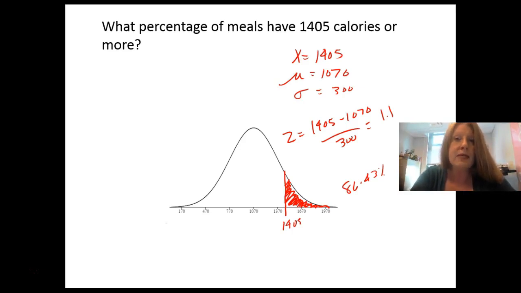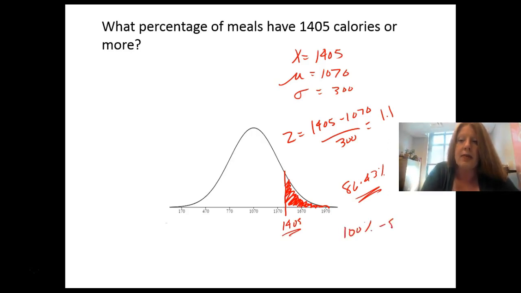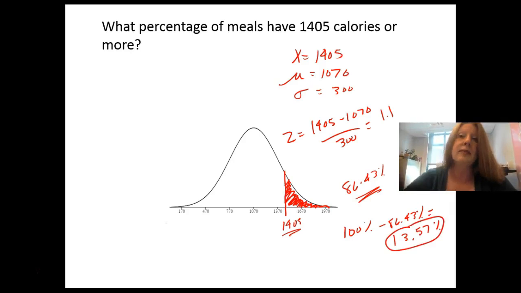And so remember, the table always gives us what's less than. So 86.43%, that's what's less than 1405. We want what's greater than that. So to find that, we just take 100% minus 86.43%. And that's going to give us approximately 13.57%. So our answer is 13.57. And then again, the rule is that when you're looking for something that's more than or greater than, you convert to z, you go to table B and find your percentile, and then you have to subtract that percentile from 100% to get the final answer.